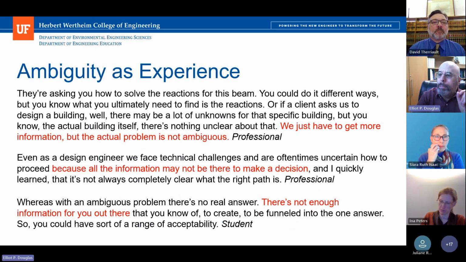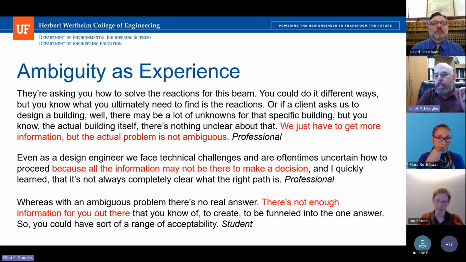But the other really important one, again, it ties into this idea, we call it ambiguity as experience. And so here's an example of 3 quotes from 3 different people, 2 professionals and 1 student. And we pulled this out. This has to do with information, to the extent to which a lack of information makes a problem ambiguous. So this professional said, and you can read the whole quote, I'll give you a moment if you want to, but I've highlighted in red the important piece.